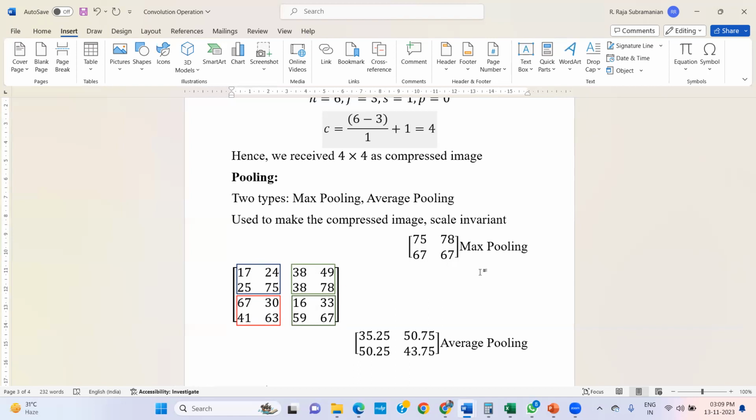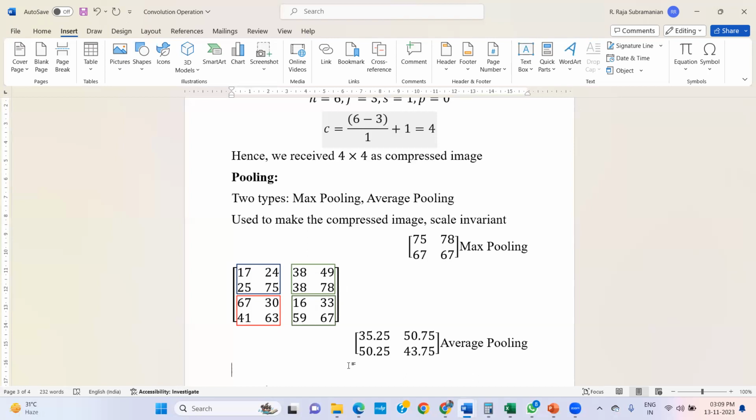On the contrary, average pooling is nothing but taking a particular window, say 17, 24, 25, 75. The average of this window is 35.25. So average pooling is nothing but, for each window, taking the average value of the available pixels. And that is the difference. But why these two types of pooling, and what is the necessity?